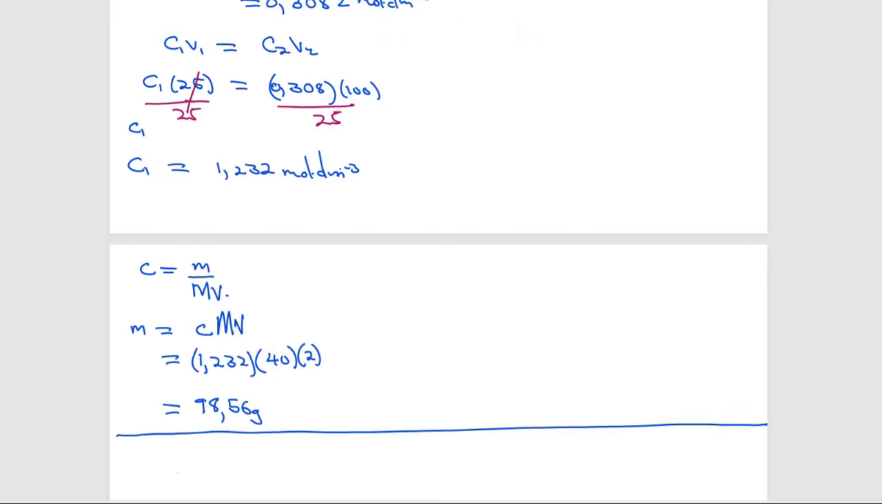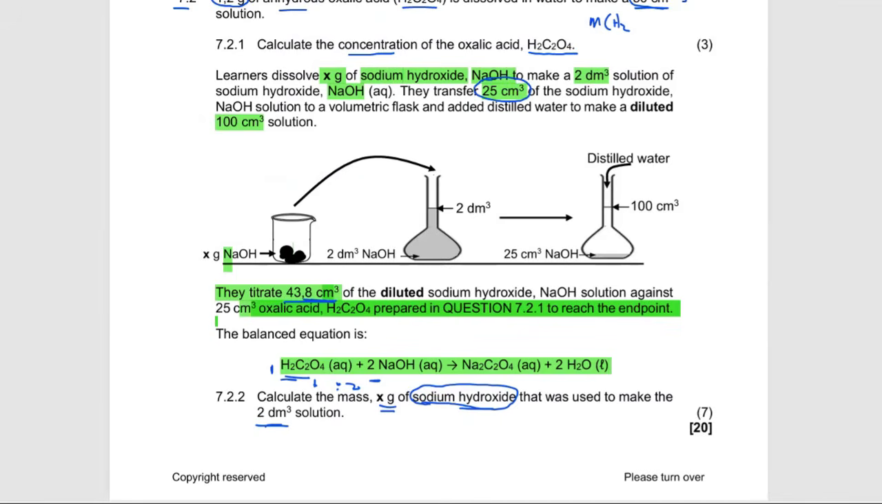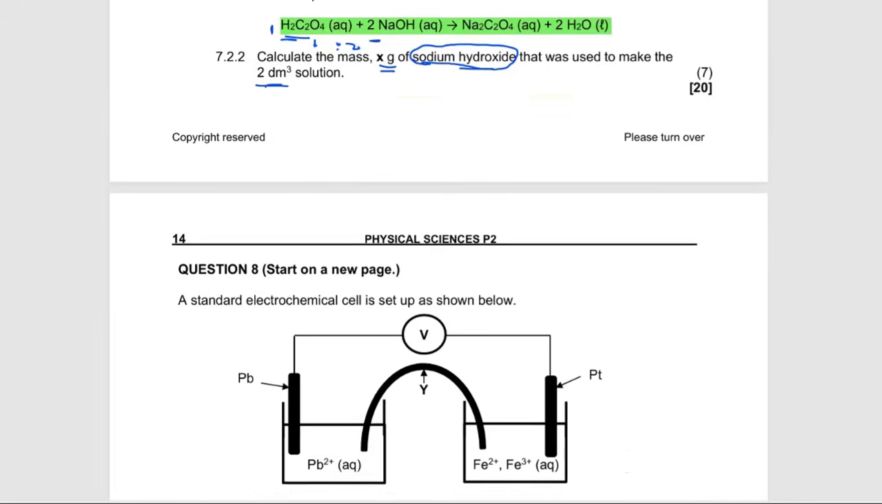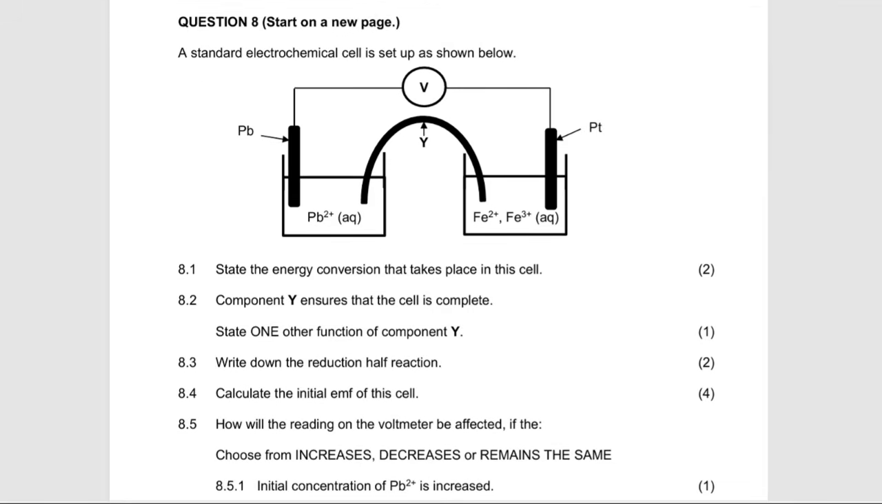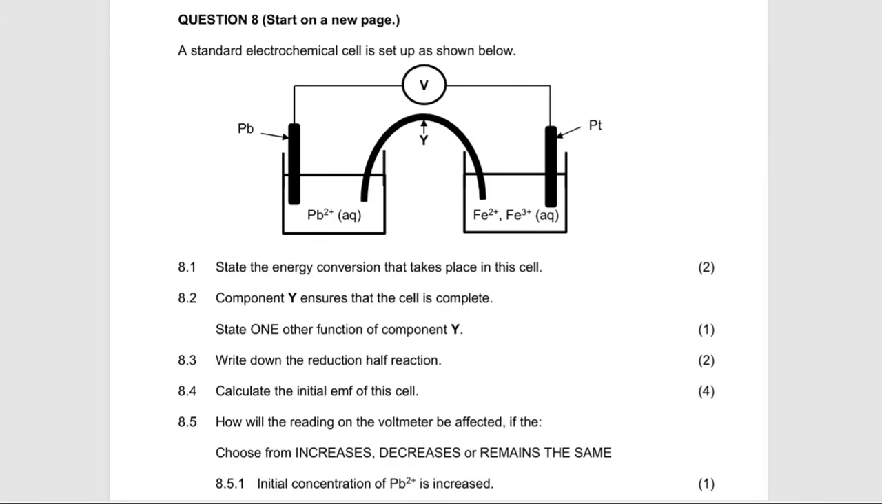Then moving on to the next question, which is question number 8. Question number 8 says a standard electrochemical cell is set up as shown below. State the energy conversion that takes place in this cell, right? So now we're supposed to look at the type of cell. So here we're told it's a standard electrochemical cell, right? So in terms of our energy conversion, we're going to say it is chemical to what? To electrical, right?